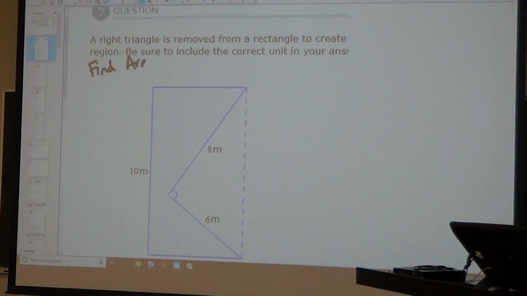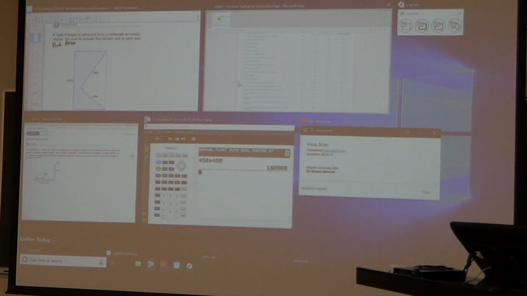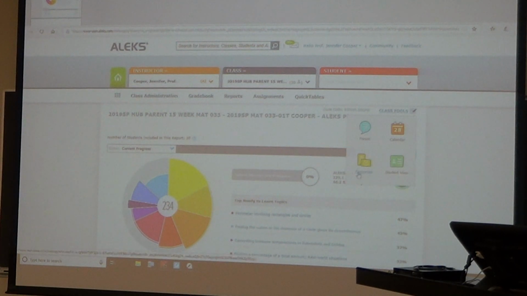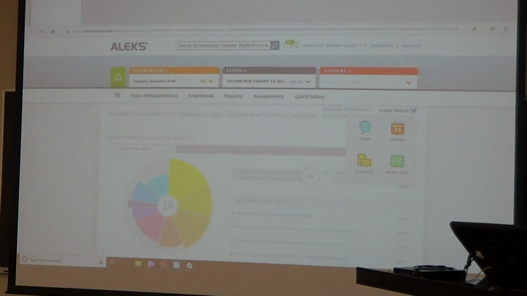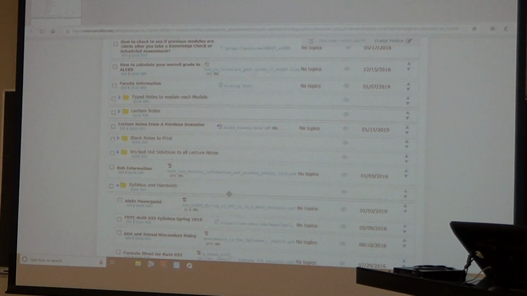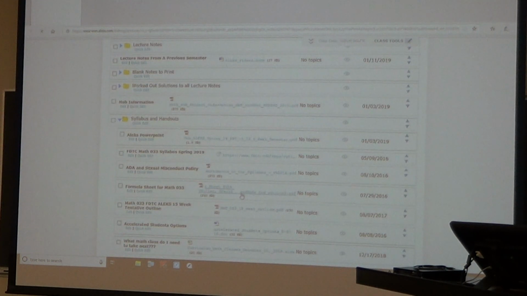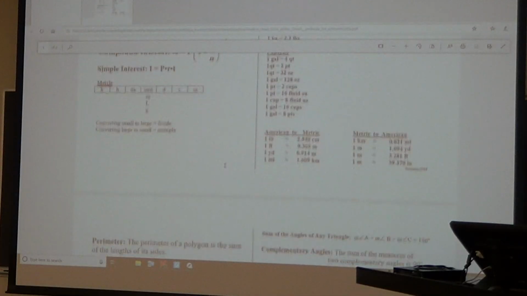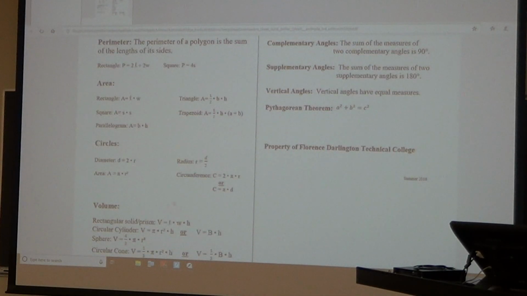Find area. Now, before we even get started, I'm going to come over here and get your formula sheet so that we can have a copy of our formula sheet. All right, here's our formula sheet, and we're looking at area, so these would be my area formulas.